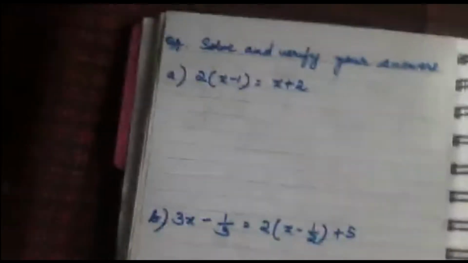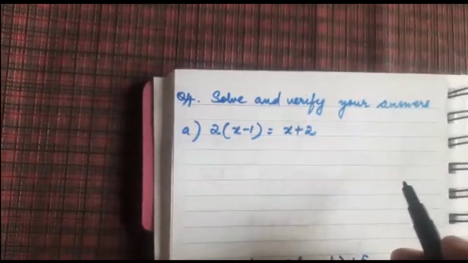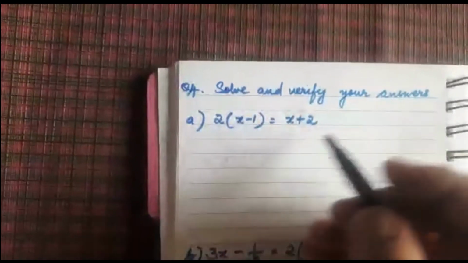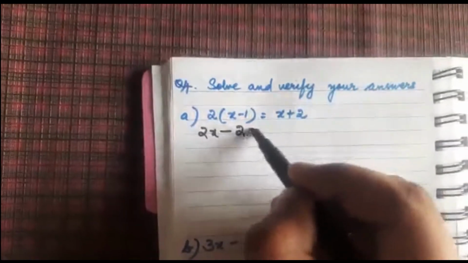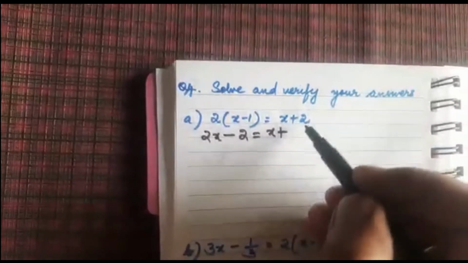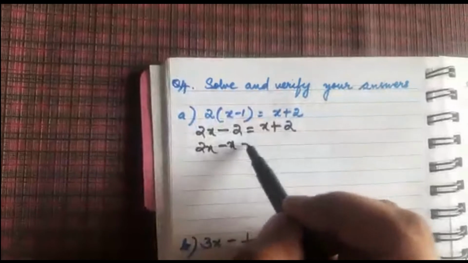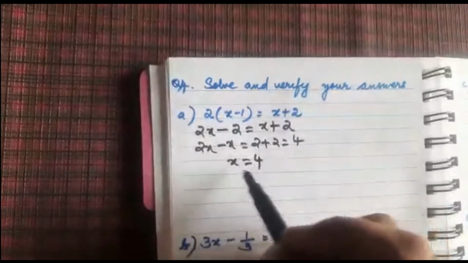Okay. Now next one, solve and verify. Here you have to verify your answers. That is, whatever value you got for the variable has to be put in the solution. So first you will expand using the distributive property. Minus 2 equals x plus 2. Now 2x, this x will come here as minus x, and 2 plus 2, that is 4. So x is equal to 4. You got our answer.